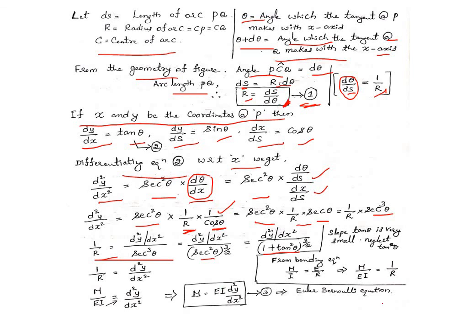So from 1 by r, we can go to the bending equation, that is M by I equals E by R, so M by EI equals 1 by r. Then we substitute 1 by r with d square y by dx square. Cross multiplying the EI term, finally we get M equals EI into d square y by dx square. This is equation 3, and this equation is called the Euler-Bernoulli equation.